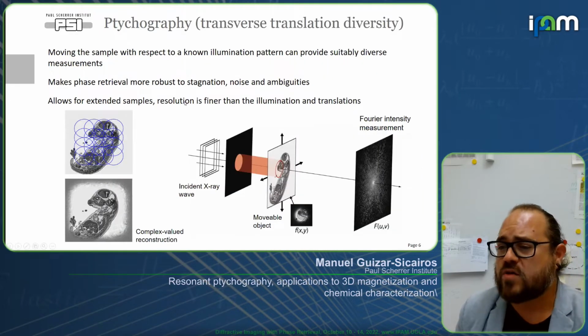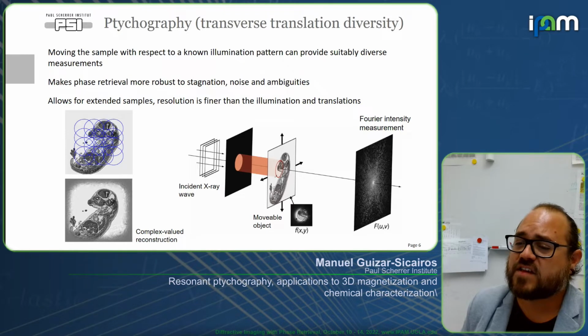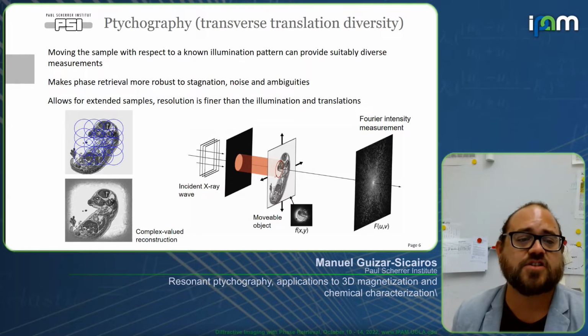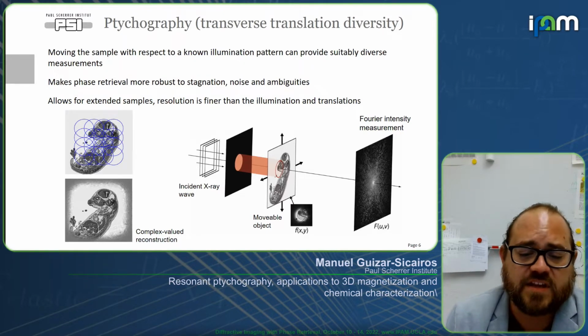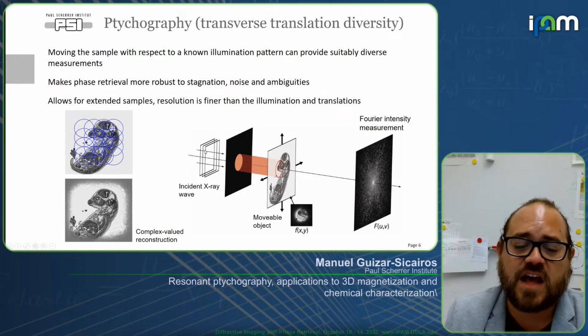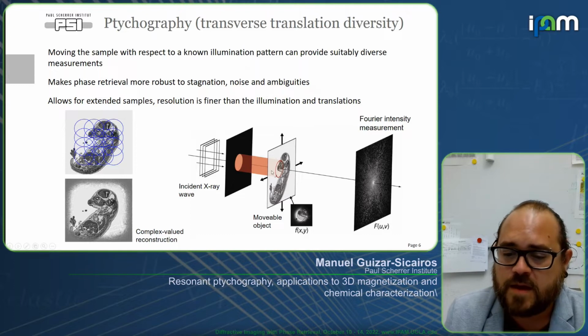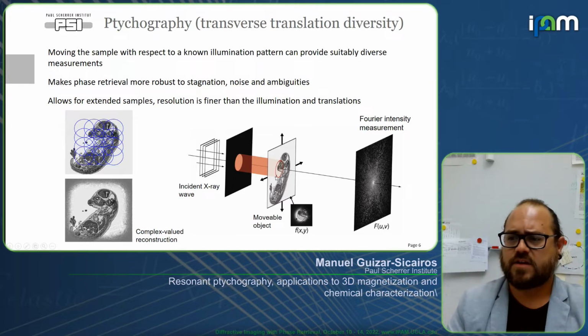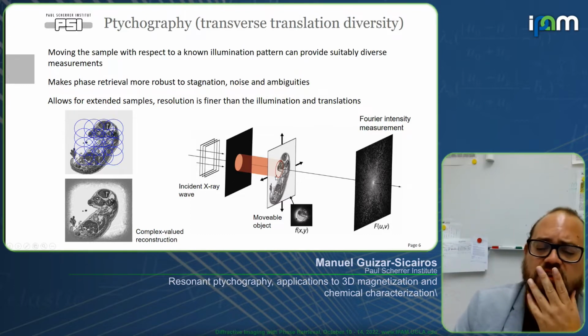And ptychography is one way, as I mentioned, of adding diversity to the reconstruction. The basic idea, compared to CDI, which I described earlier, is that now we have an incident wave on the sample. I hope you can see my mouse, by the way, but if not, let me know.